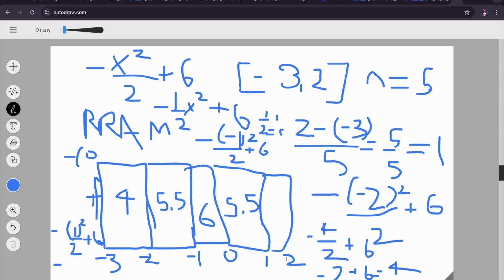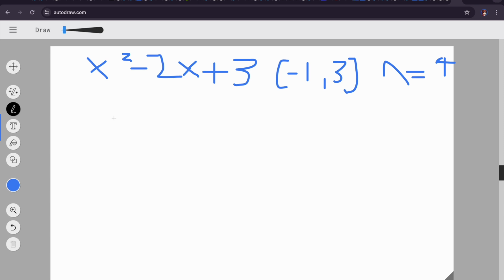And then we're going to be using 2 here. Negative. It's getting a little messy, I apologize. Negative 4 over 2, which is negative 2, plus 6 equals 4. Same as that, 4. Just add all these together and you'll get 25.